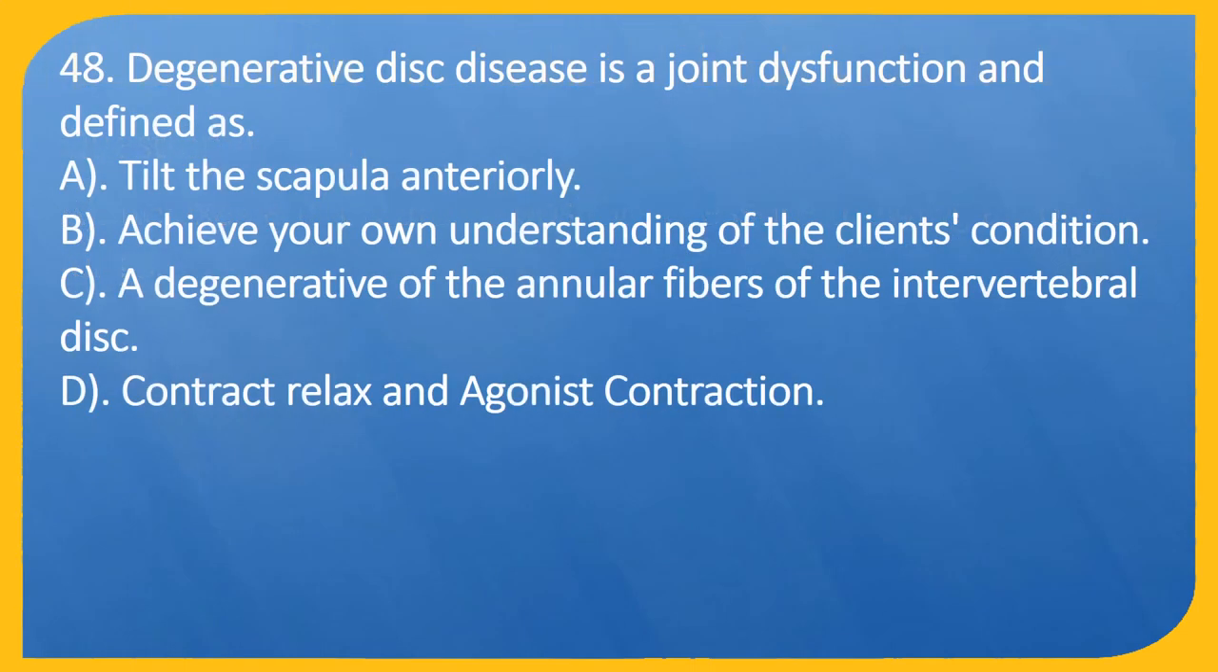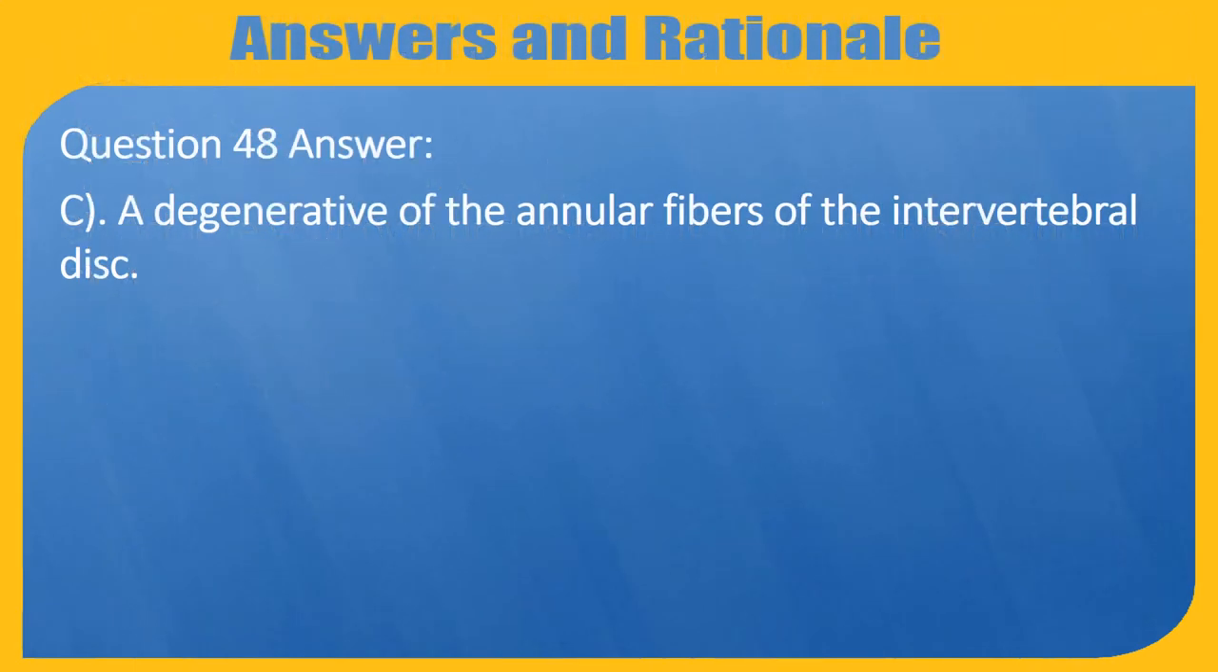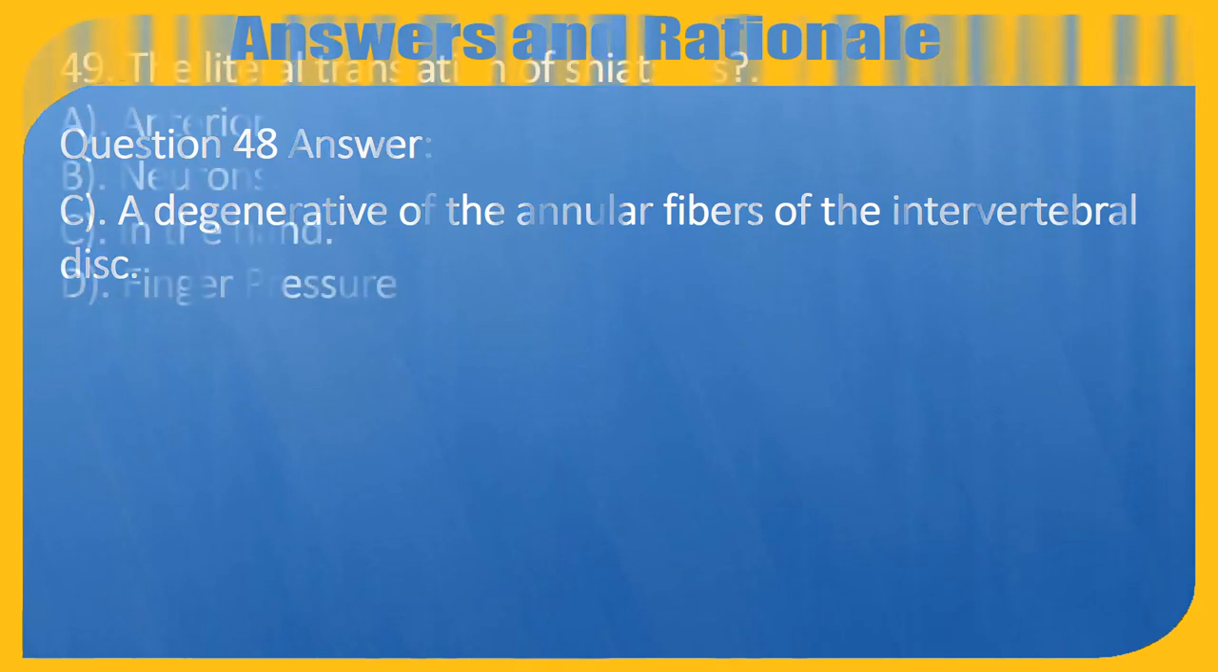Question 48. Degenerative disc disease is a joint dysfunction and defined as A. Tilt the scapula anteriorly. B. Achieve your own understanding of the client's condition. C. A degenerative of the annular fibers of the intervertebral disc. D. Contract relax and agonist contraction. Question 48. Answer. C. A degenerative of the annular fibers of the intervertebral disc.